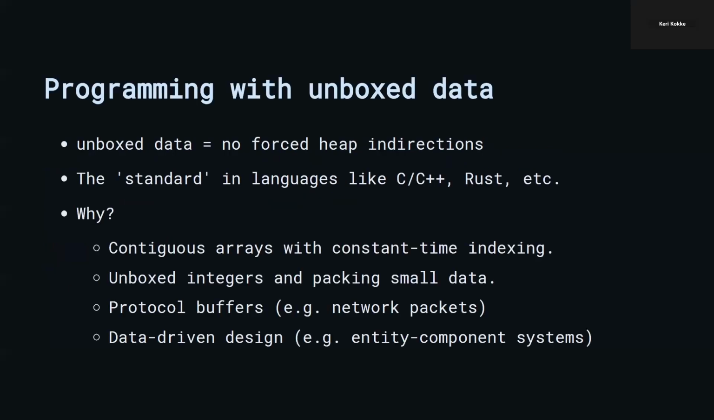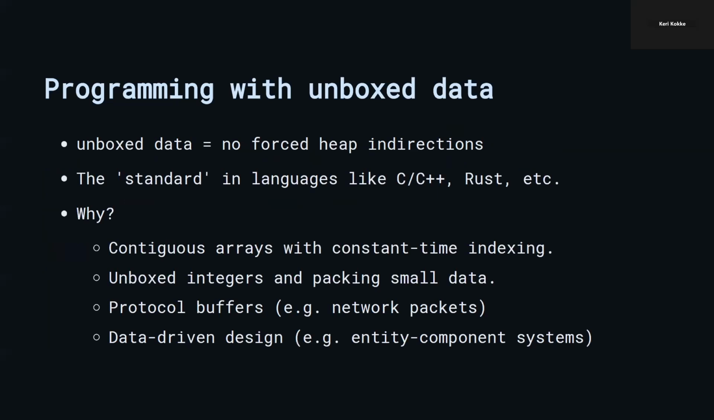Right, so I'm going to be talking about programming with unboxed data. And by unboxed data, what I mean is basically without any forced heap indirections. And this is the standard in languages such as C or C++ or Rust. And there are a lot of reasons why we would want to have unboxed data as a default.